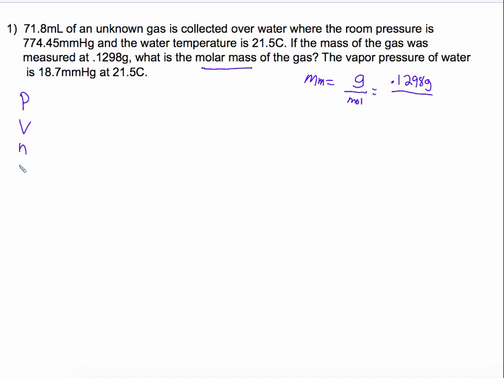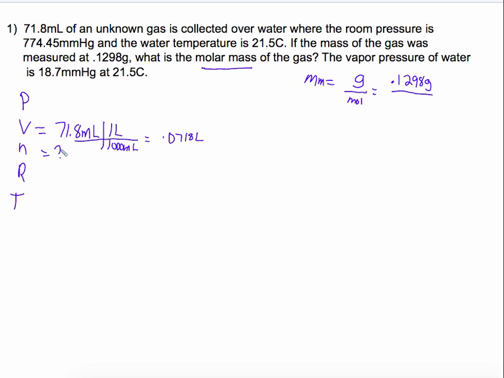But one thing about PV equals nRT, you always have to make sure everything's in the correct units. For example, the volume is 71.8 milliliters. Whenever you're using PV equals nRT, you always got to be in liters. So you're going to change to liters. 1 liter is 1,000 milliliters, so that's going to equal 0.0718 liters.